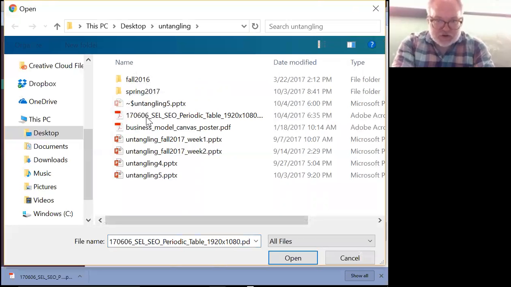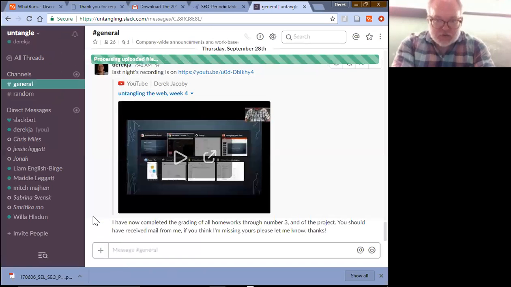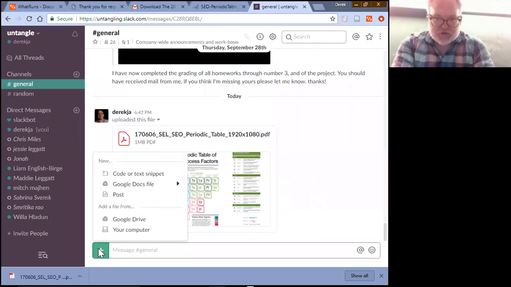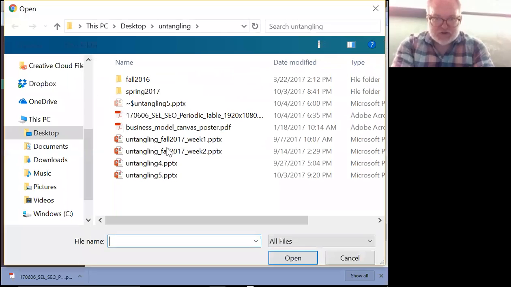And I'm also going to, while I'm at it, post a business model canvas, because we'll be using it for an exercise in a few minutes here.